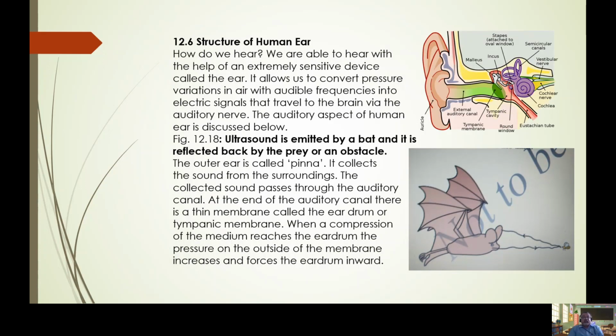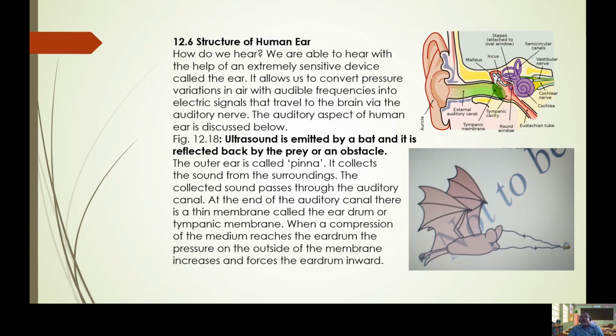Now let's move to the structure of a human ear. How do we hear? We are able to hear with the help of an extremely sensitive device called the ear. It allows us to convert pressure variations in air with audible frequencies into electric signals that travel to the brain via the auditory nerve. The auditory nerve aspect of the human ear is discussed below.